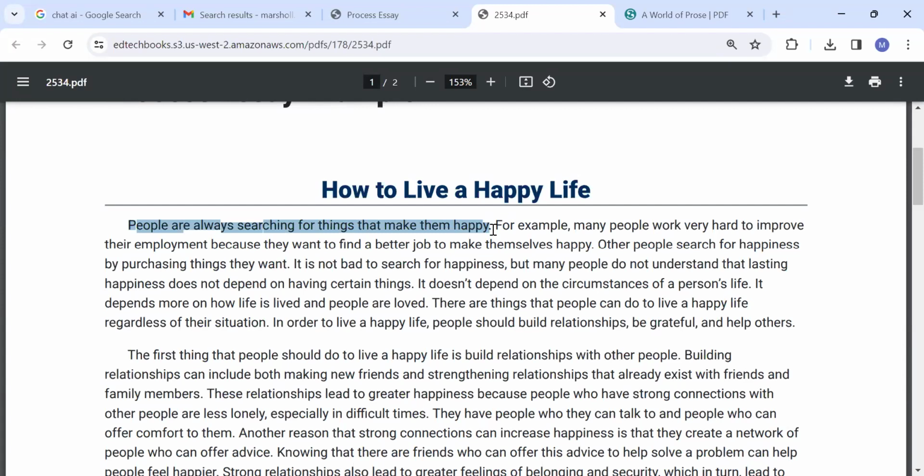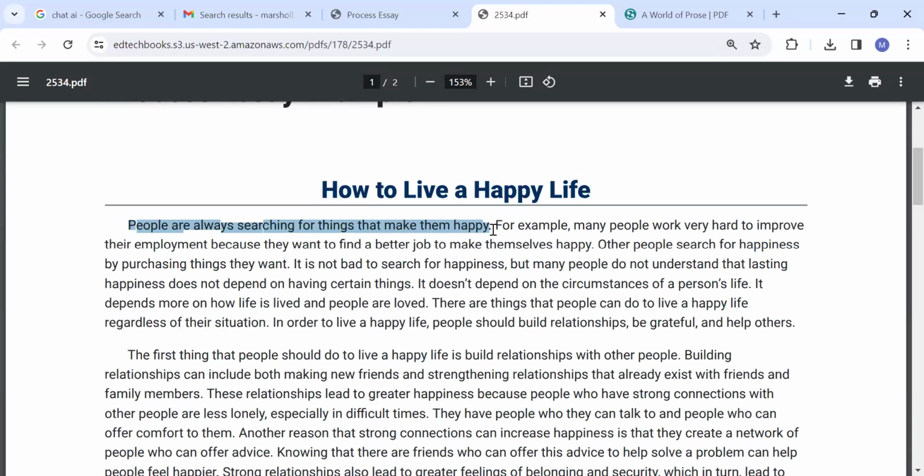Do not make this a question. I know a lot of students like to start with a question. For example, if the topic is how to live a happy life, they will simply say, do you want to live a happy life? Yes, there are types of essays that allow you to begin with a question.